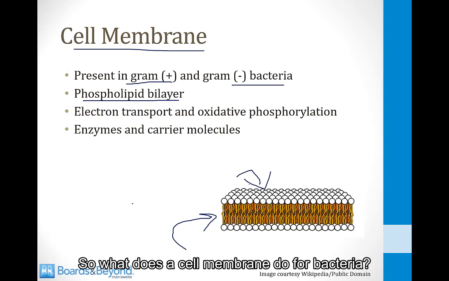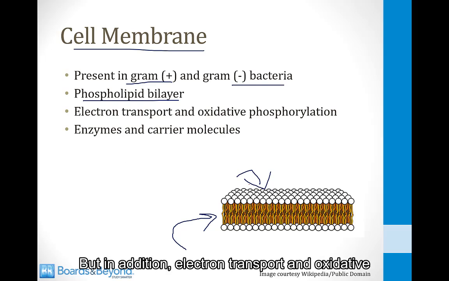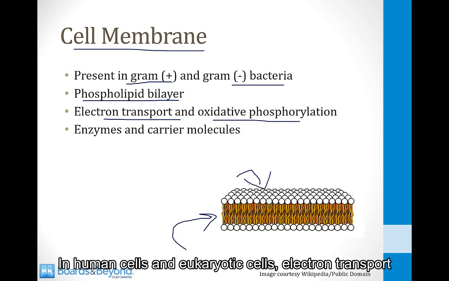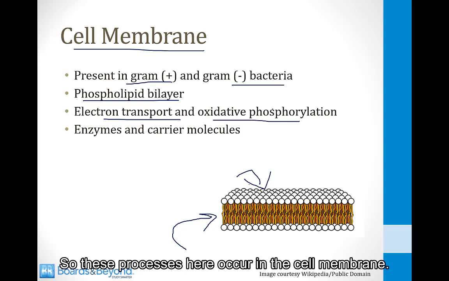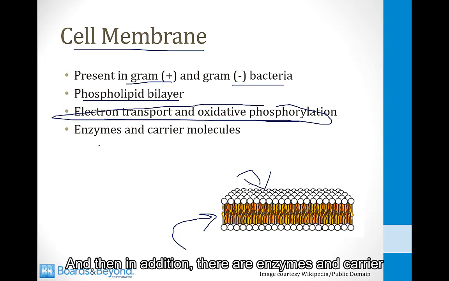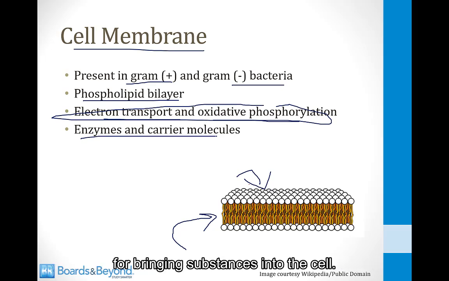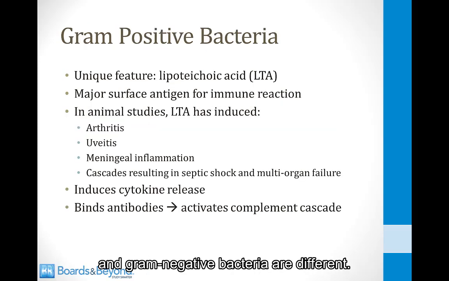So what does the cell membrane do for bacteria? Well, first of all, it provides some structural support. But in addition, electron transport and oxidative phosphorylation occur in the cell membrane of bacteria. In human cells and eukaryotic cells, electron transport occurs in the mitochondria, but bacteria don't have mitochondria, so these processes occur in the cell membrane. And then in addition, there are enzymes and carrier molecules found in the cell membrane that are important for bringing substances into the cell.